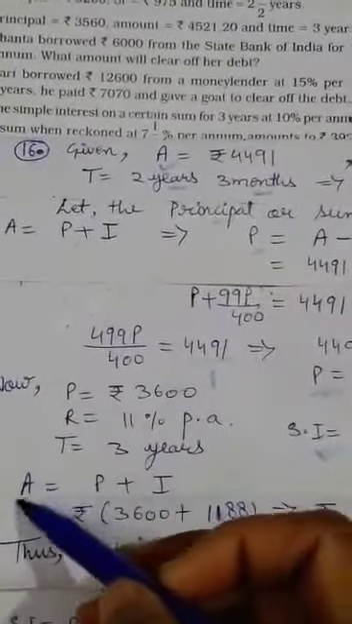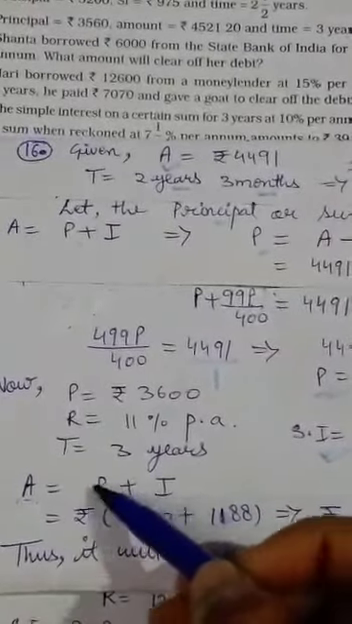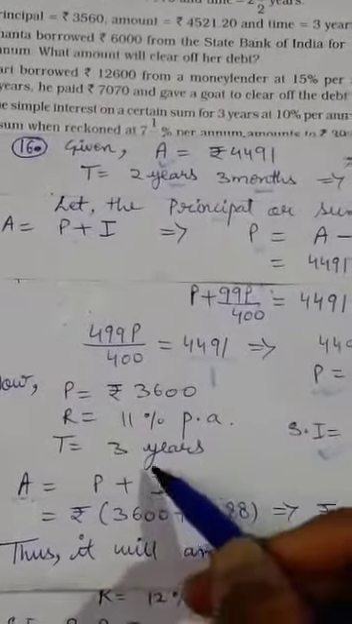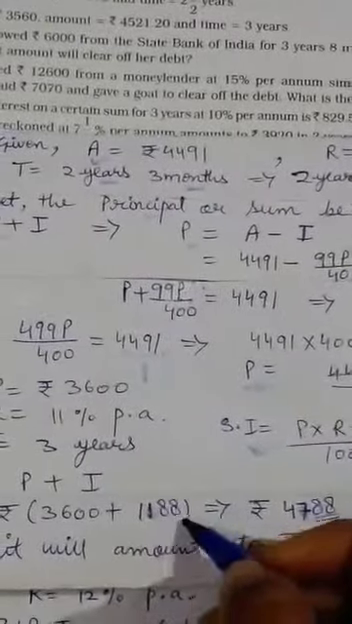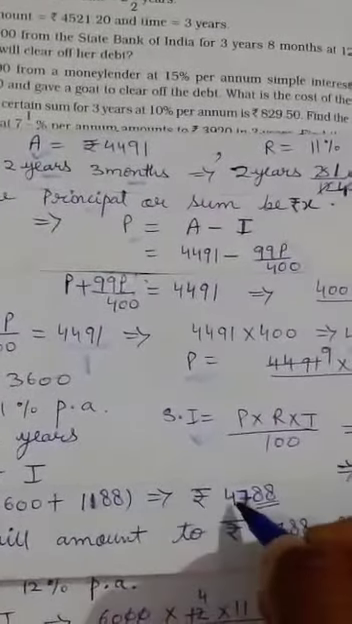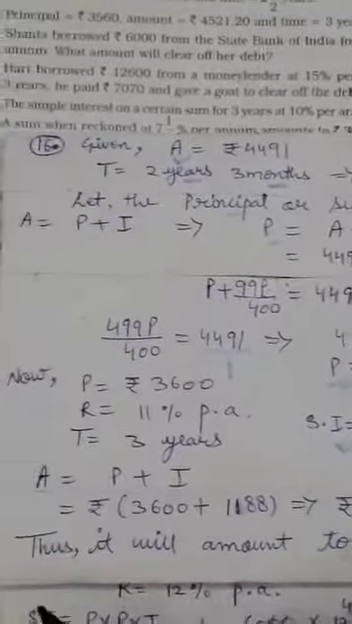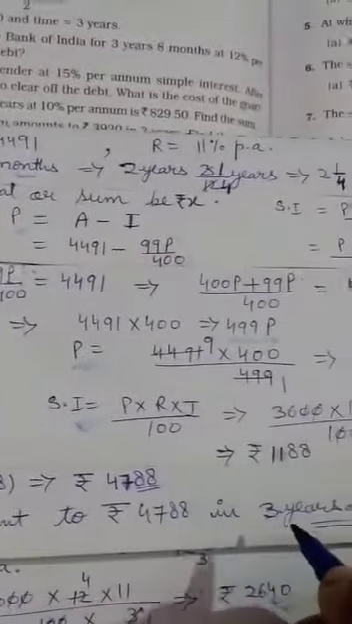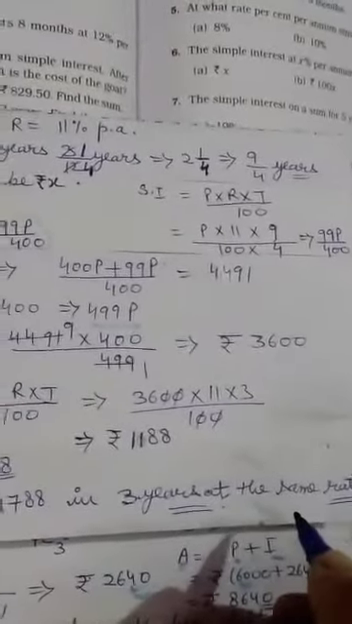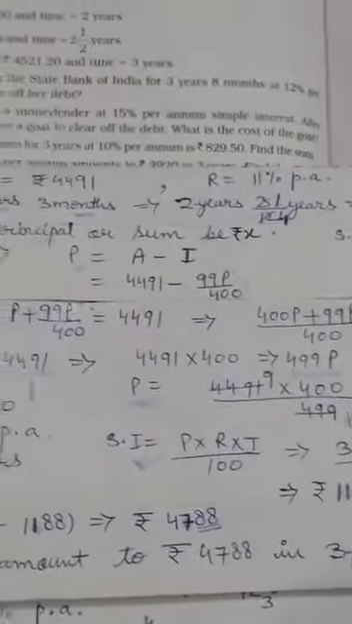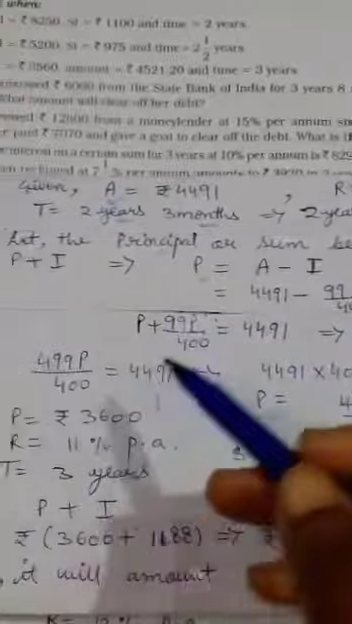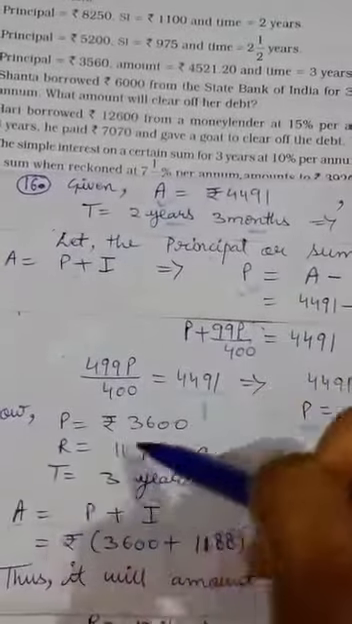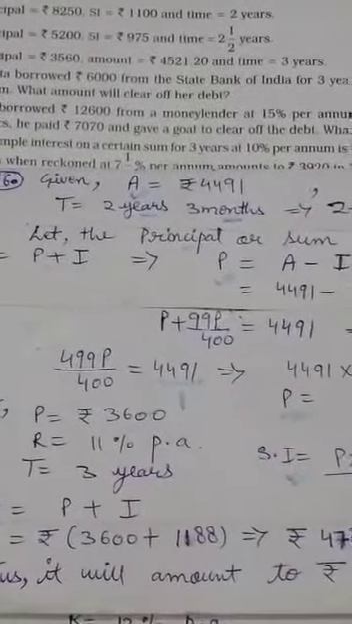Now we have to find the amount. Use the formula P plus I, principal plus interest. Principal is given, 3600, plus interest, rupees 1188. Add it, you will get rupees 4788. At last you have to write: thus it will amount to rupees 4788 in 3 years at the same rate. This will be your final answer. Have you understood all the process? First of all, we have to find the principal. Using this principal, we find the amount of the remaining part, which is asked in the question.